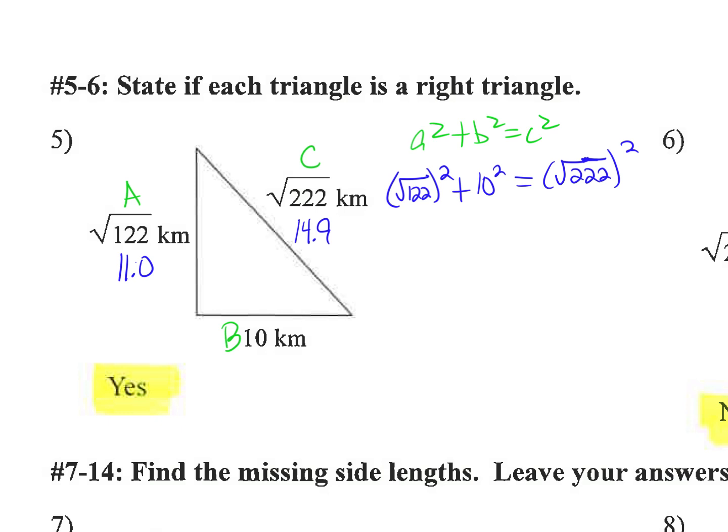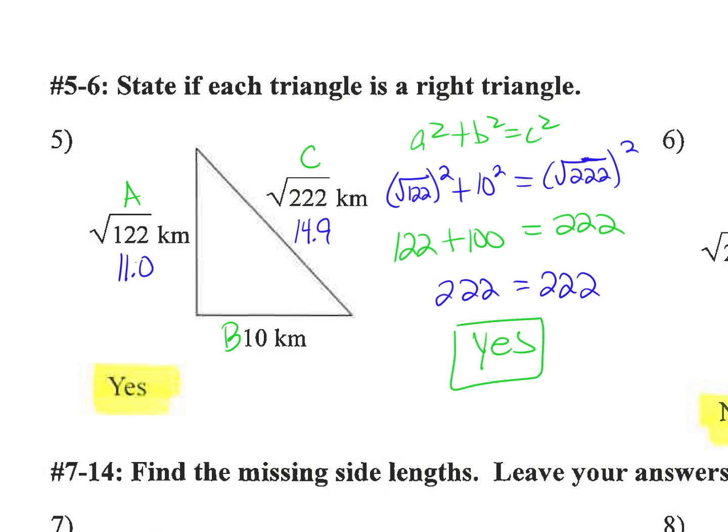All right, does anybody remember when I square a square root, what happens to that square and square root? They just cancel. So if I have a square root of 122 and I square it, it's just going to become 122. The radical and the square just cancel each other, and we're just left with the number inside. Okay? But then the next one is 10 squared, which is 100. Then the square root of 222 squared is 222. Then we add these up. And obviously they do equal each other, so the answer is yes. They do form a right triangle.